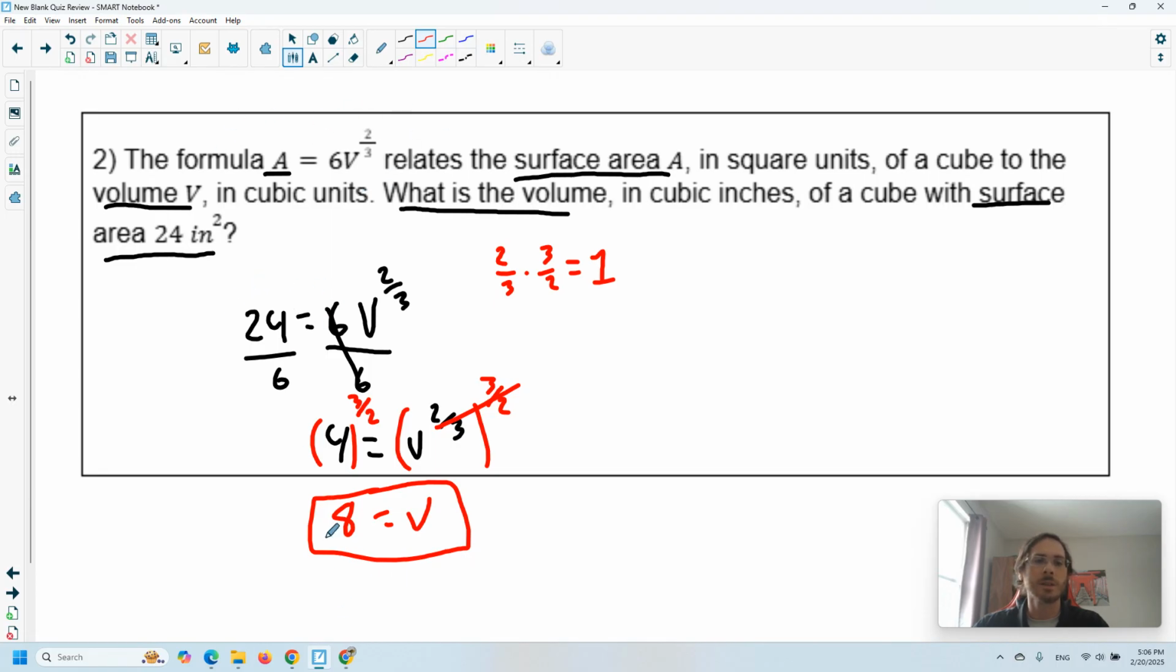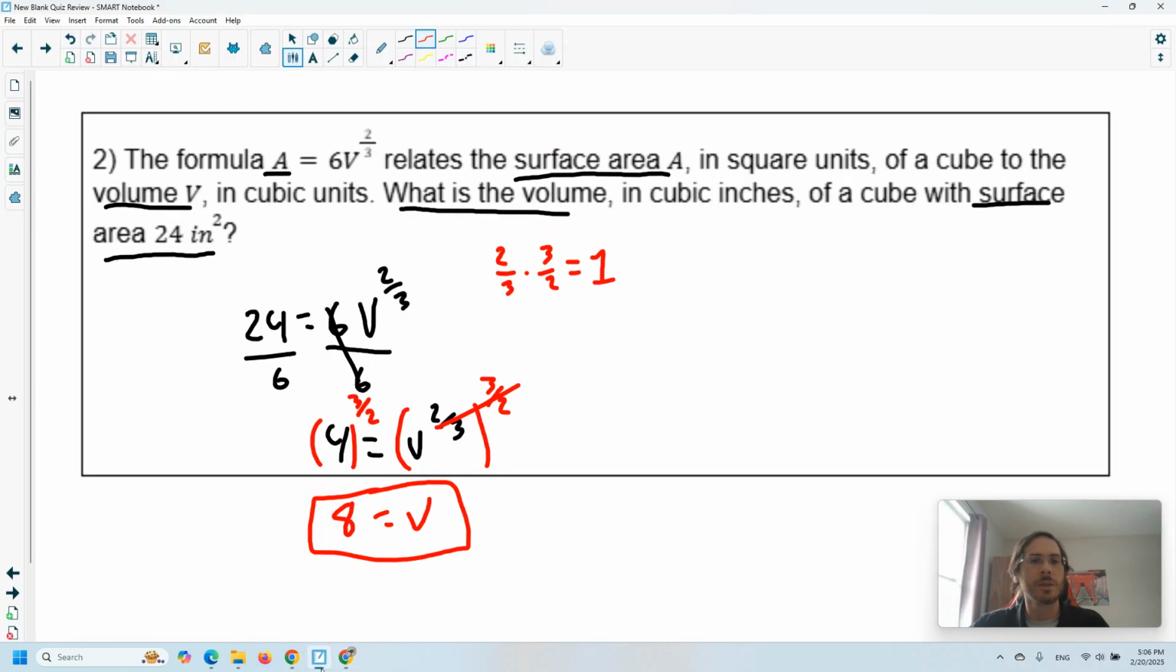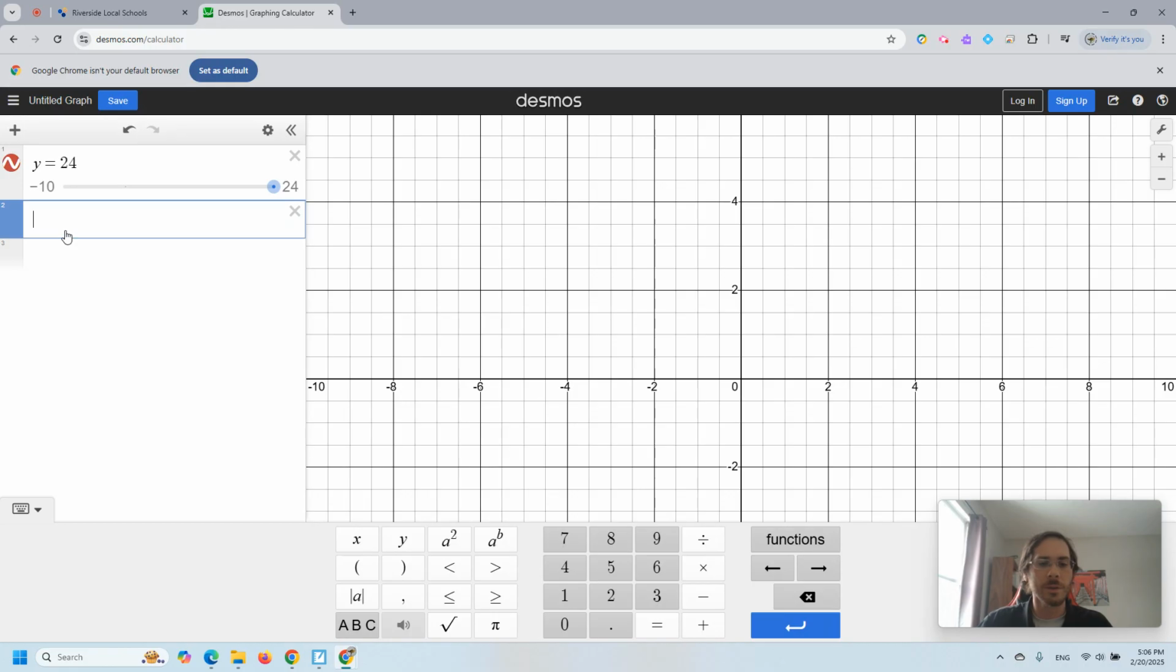If you want to use the graphing calculator to solve the formula, we do have this formula here. And if we want to set this equal to a number, we can say y equals 24. We always have to do y equals the number part, and then we put in our equation part. So that's 6 times x to the 2/3 power, since x is what we're solving for. And that's kind of a fun looking equation.